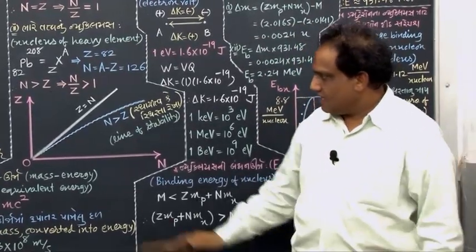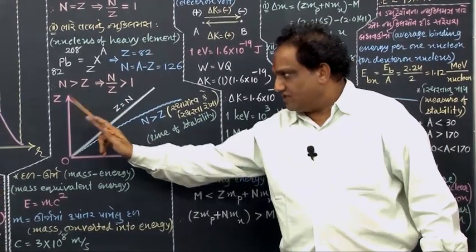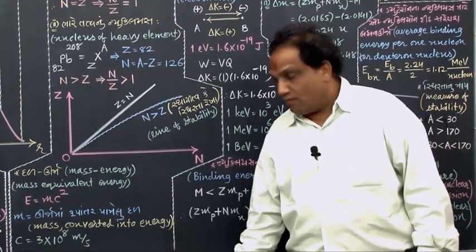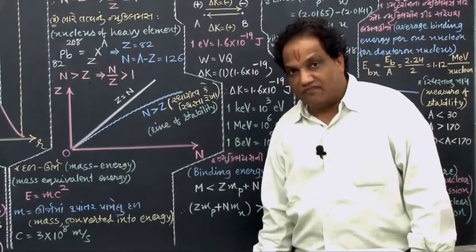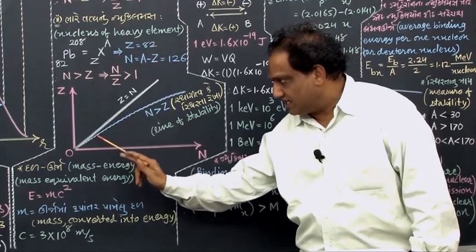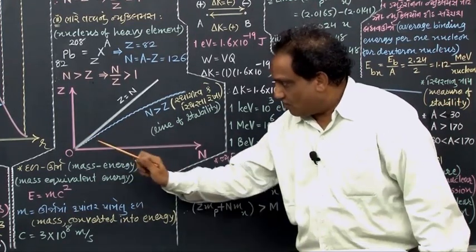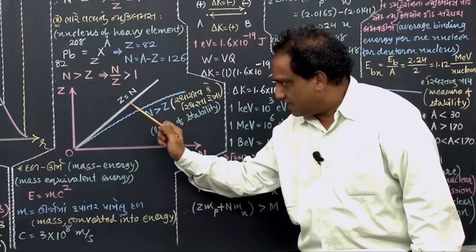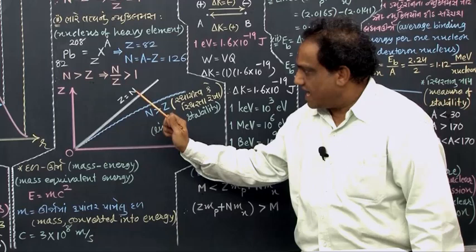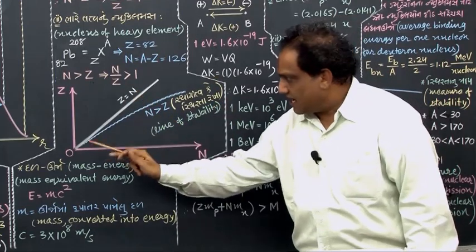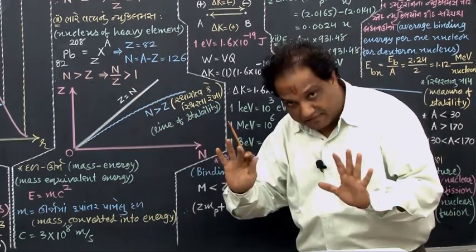Fine. Now here in this graph of Z versus N, I have plotted one straight line, correct? Exactly at a 45-degree angle with the x-axis or the y-axis. For any point on this straight line, the x and y coordinates are the same, that is N equals Z. So this line is called the N equal to Z line.